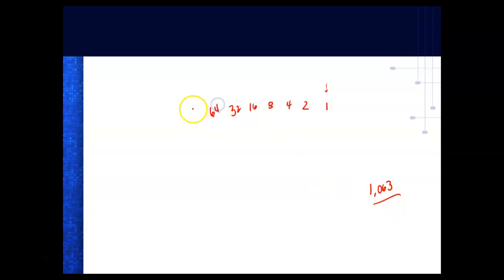32, 64, 128, 256, 512, 1024, 2048. So 1, 2, 4, 8, 16, 32, 64, 128, 256, 512. Okay, so where would we start? What's the largest thing I could subtract from 1,063? The 1,024. So I'm going to subtract 1,024. And what does that give me? You can do this without a calculator. What does that give me?